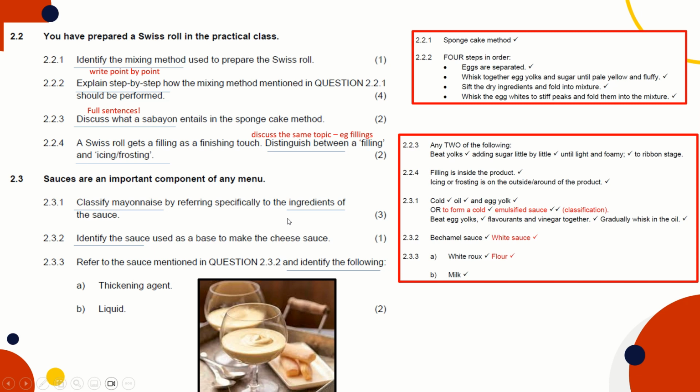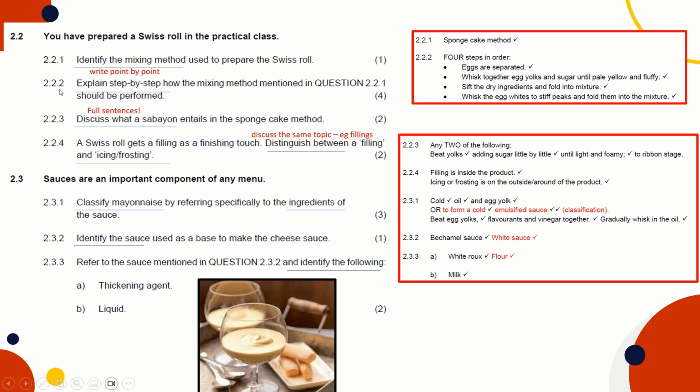2.2, you have to prepare a Swiss roll in the practical class. Identify the mixing method used to prepare a Swiss roll. So you need to know the mixing methods and the type of dishes in which you have to use these mixing methods. It's the sponge cake method that has been used for a Swiss roll.